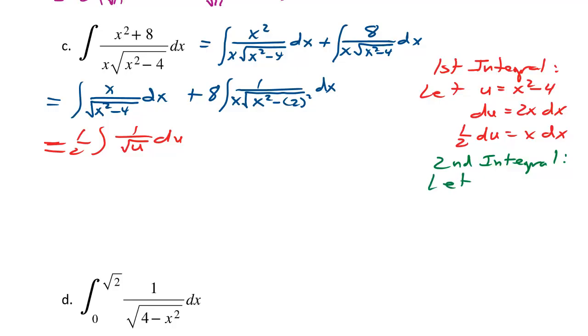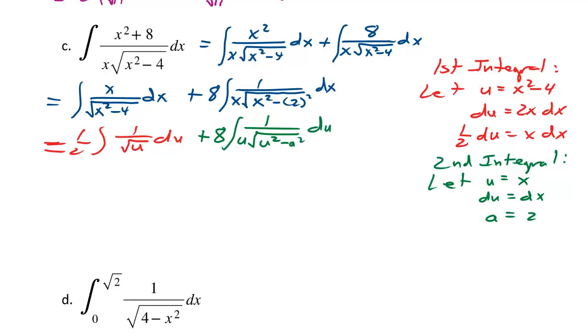We're going to let u be just x, right? And then du is dx. All right, so no problem there. We don't have to make any changes or anything. And a is going to be 2. All right, so we got plus 8 times the integral of 1 over u times root u squared minus a squared du. So it looks exactly like what we have in our formula.